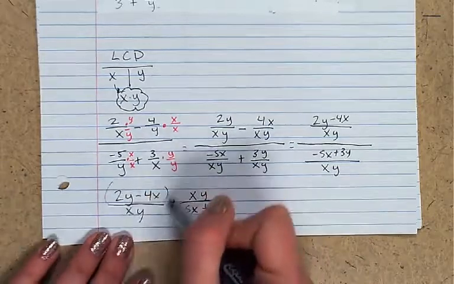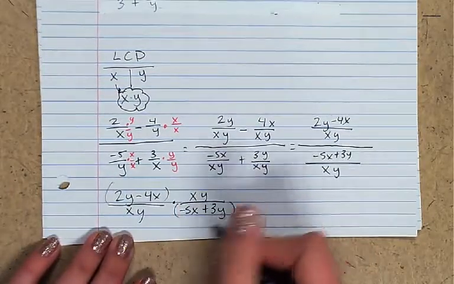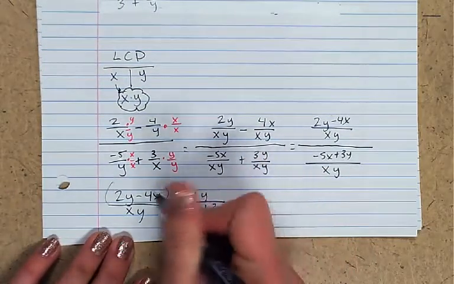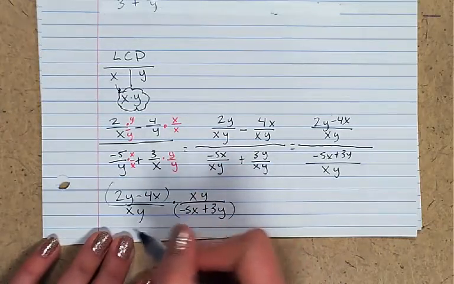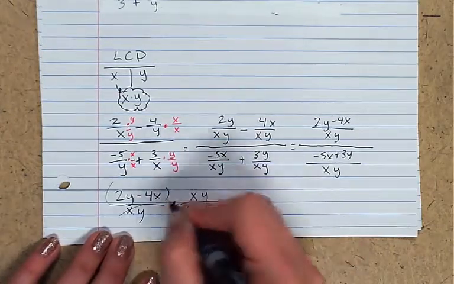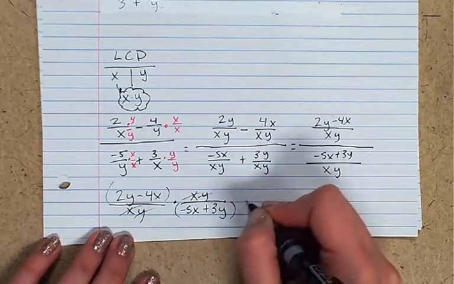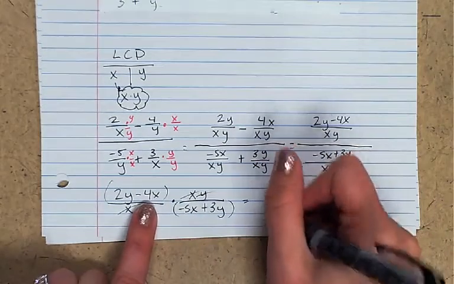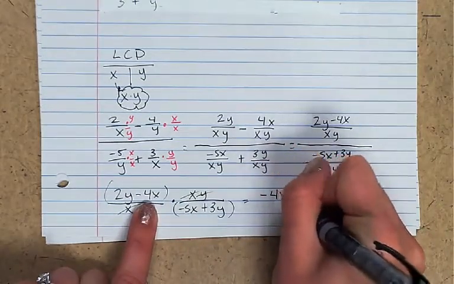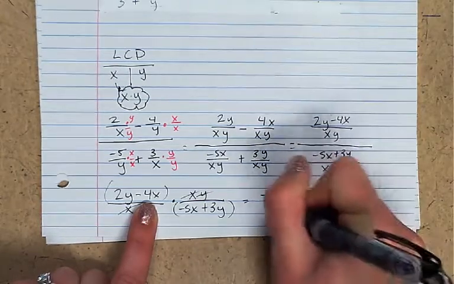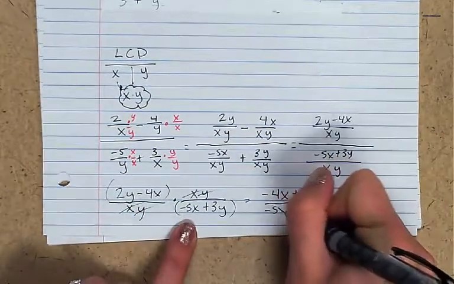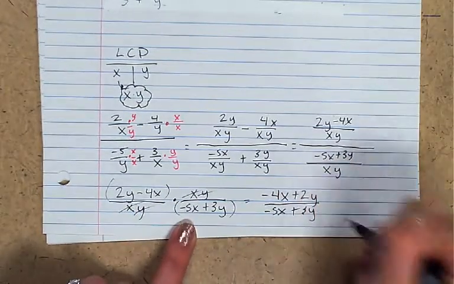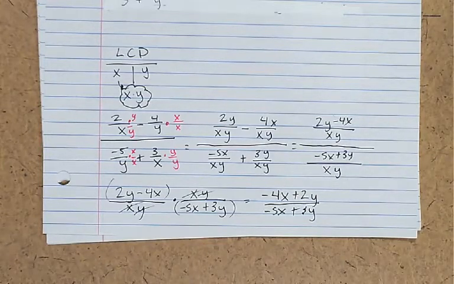When we multiply straight across, we're going to have x times y times this factor over x times y times this factor. So these cancel out. And we end up, I'm just going to put the x first, with negative 4x plus 2y over negative 5x plus 3y. And nothing there can be simplified. You can't factor anything out. And as long as things are being added and subtracted, they can't be canceled.